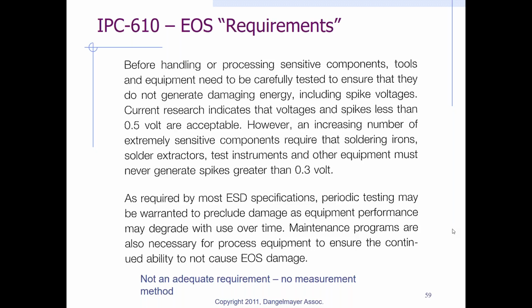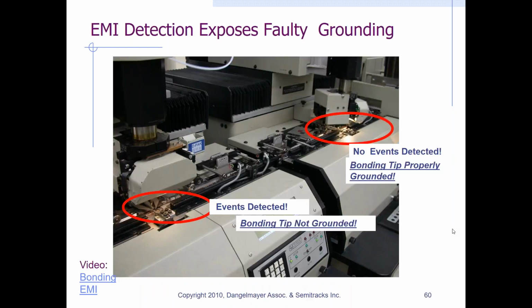There are no manufacturing EOS control requirements in the industry. There is a statement in IPC 610, which is the workmanship standard for printed wiring assemblies, and it has, this is word for word out of the document, and it talks about preventing spikes greater than 0.3 volt. It doesn't say how you make this measurement. So really this is fertile ground for providing more information to the industry about mitigating the appearance of electrical overstress damage in manufacturing environments. Next slide, please.